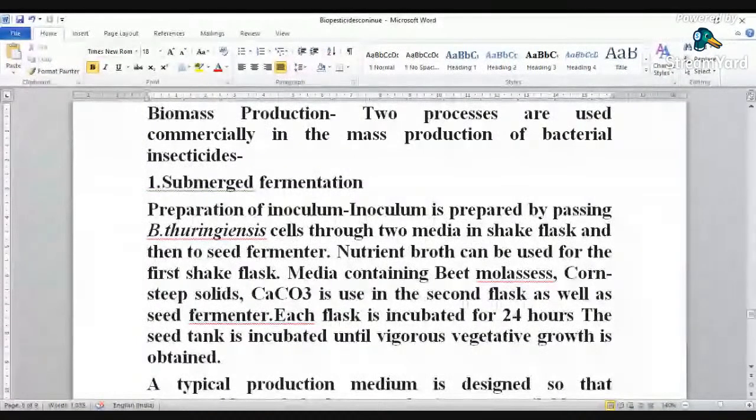Okay. Are you getting me or not? If you have any difficulty about these pesticides, you can send it to me. Are you listening or no? Okay.